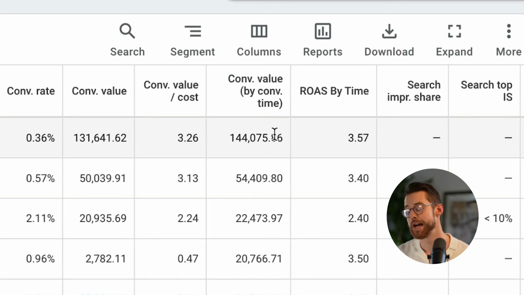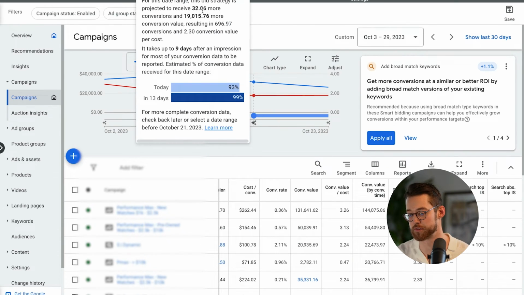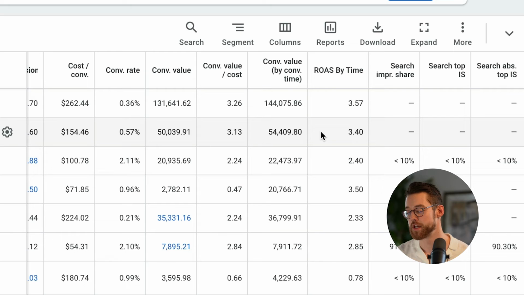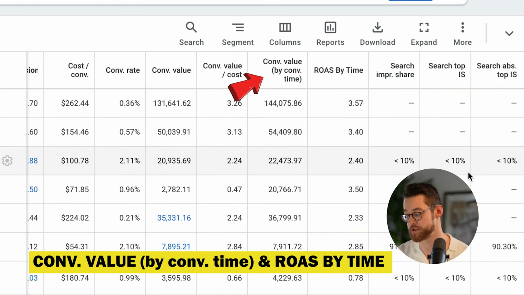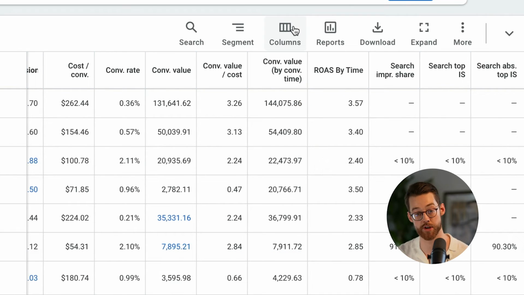The other two columns that I would really recommend an e-commerce business have set up in their account are these two here. And these again come back to the latency that I was mentioning before. So you can see in this case, for example, for this date range, this bid strategy is projected to receive 32 more conversions and 19,000 more in conversion value. And it takes up to 9 days after impression for most of your conversion data to be reported. So again, latency is very common, especially with higher value e-commerce purchases. And so for that reason, you definitely want to bring up conversion value by conversion time and return on ad spend by time, which is a very similar custom column. Let me show you how to set that up right now.